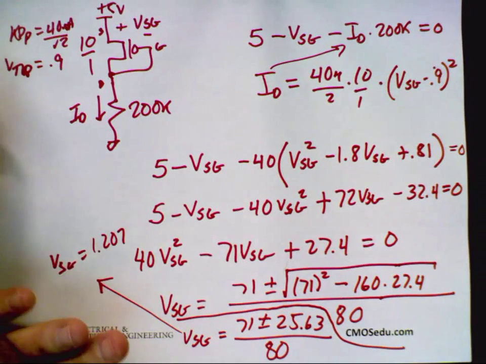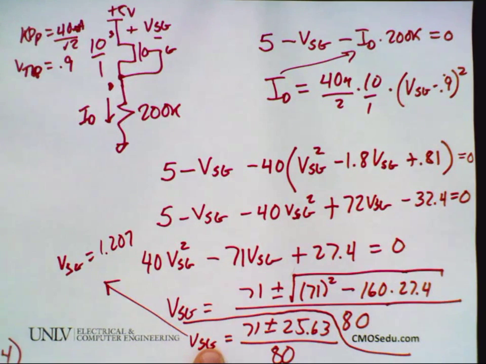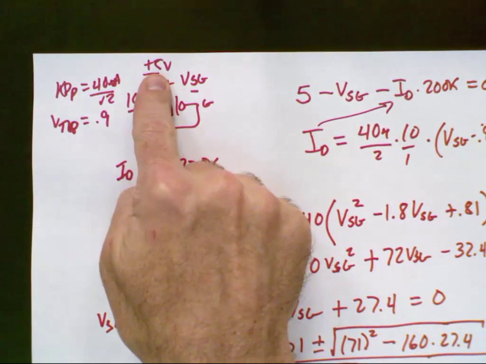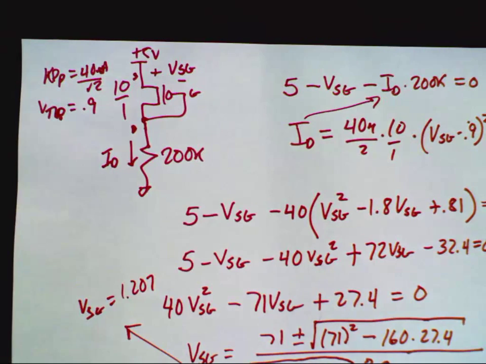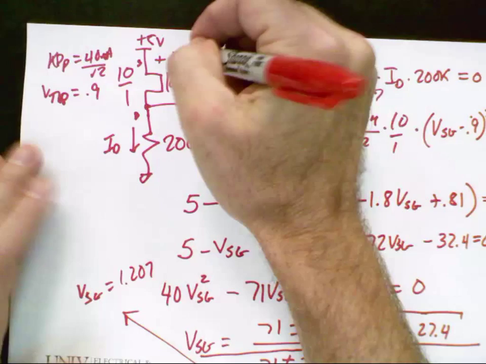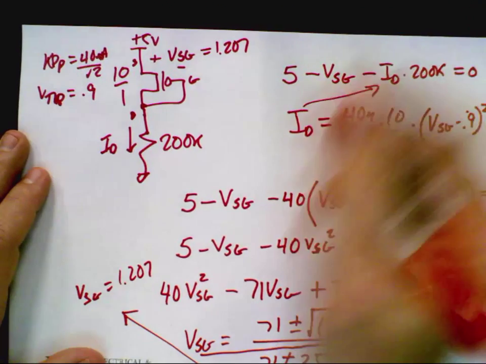Any questions? Because I want to continue and show you where not to do. Yes? Yep. It might be that you end up with a VSG that's 6 volts and the other one's 1.2. And you know it's not 6 volts because that's greater than the power supply voltage. Any questions? Okay, so that tells us what VSG is. It's 1.207. But it doesn't tell us what the ID is.